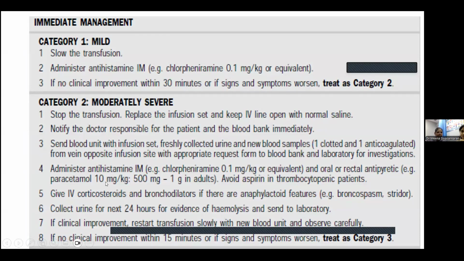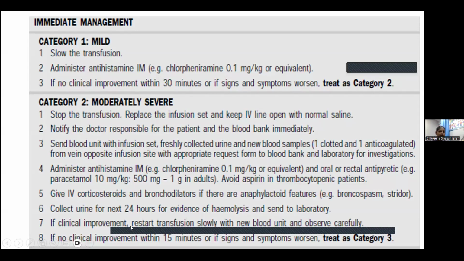If a fever is present, we should administer paracetamol 10 mg per kg, 500 mg to 1 gram in adults. Avoid aspirin in thrombocytopenic patients. Give IV corticosteroids and bronchodilators if there are anaphylactoid features, that is bronchospasm or stridor. Collect urine for next 24 hours for evidence of hemolysis and send to laboratory.